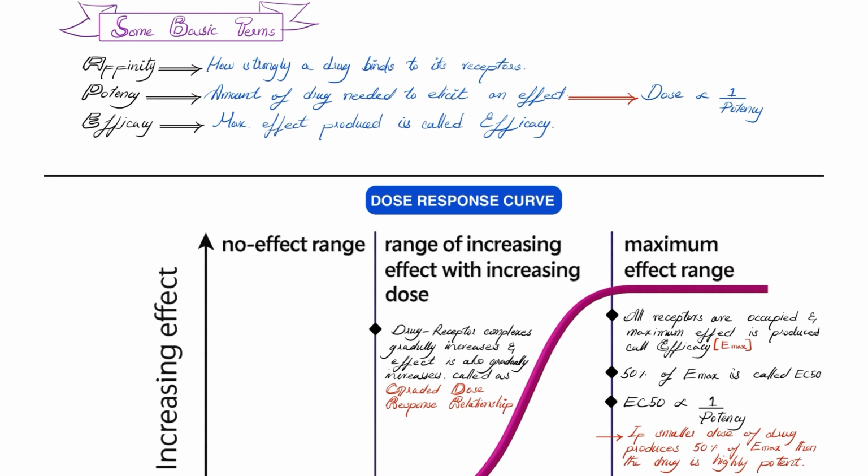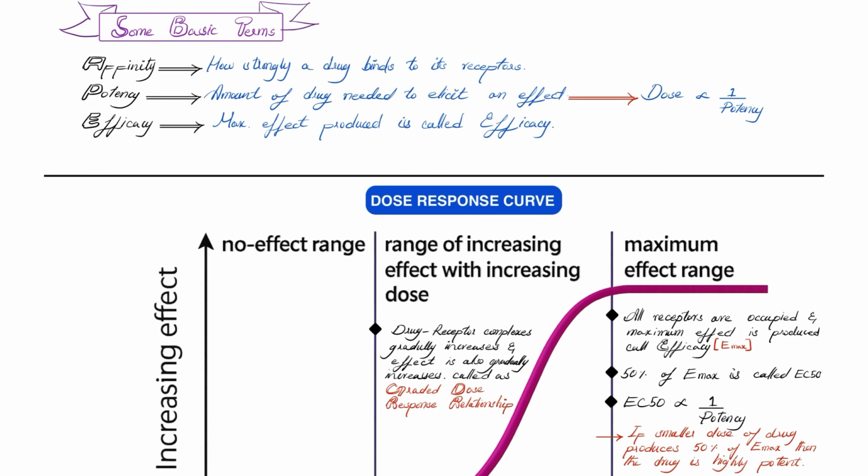It means if a drug is highly potent, then a low dose of that drug is needed to produce the effect. If the drug has low potency, then a high dose of the drug is needed to produce the effect. Efficacy means the maximum effect produced, and the maximum effect is shown as Emax.